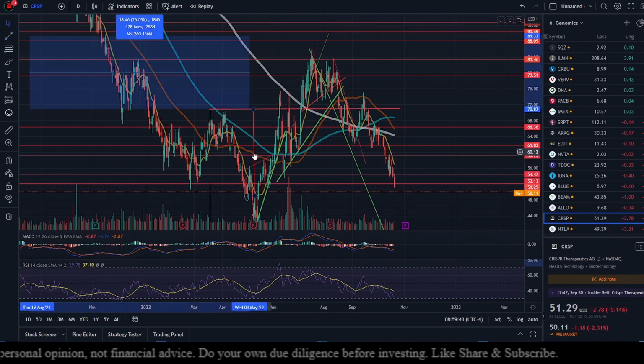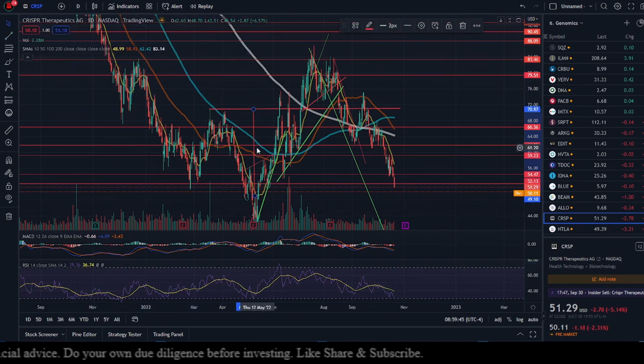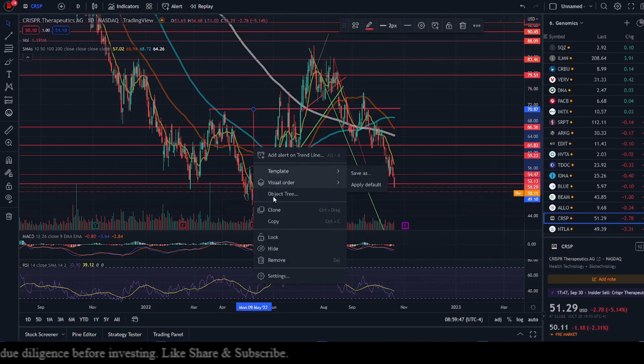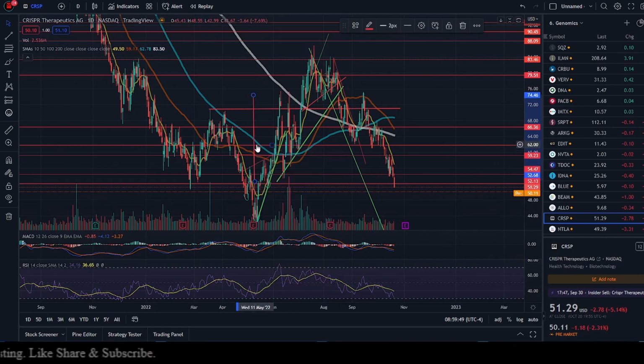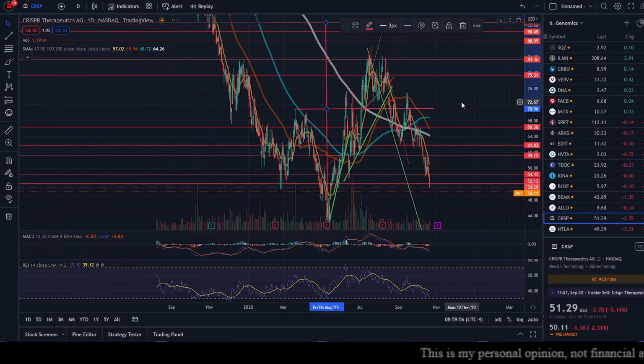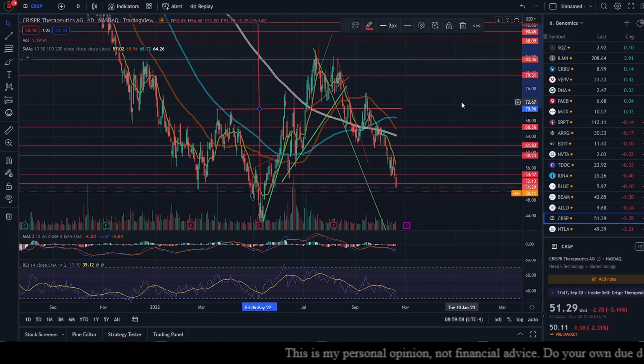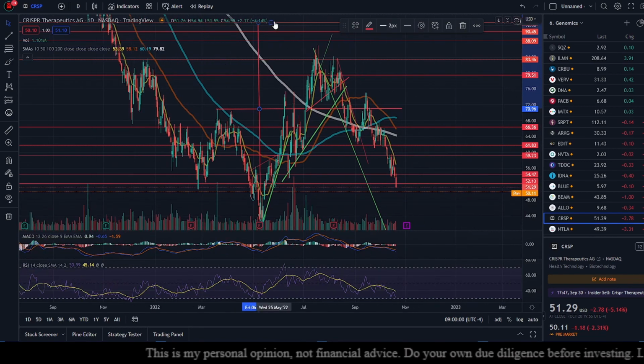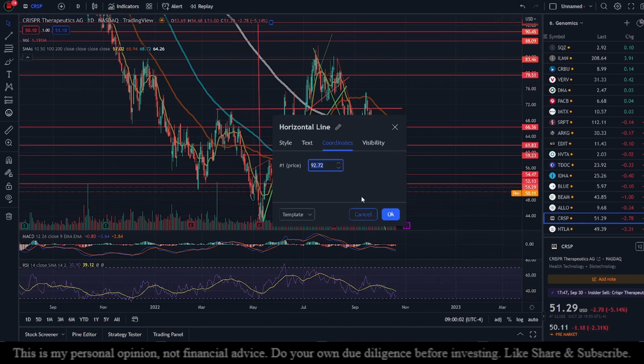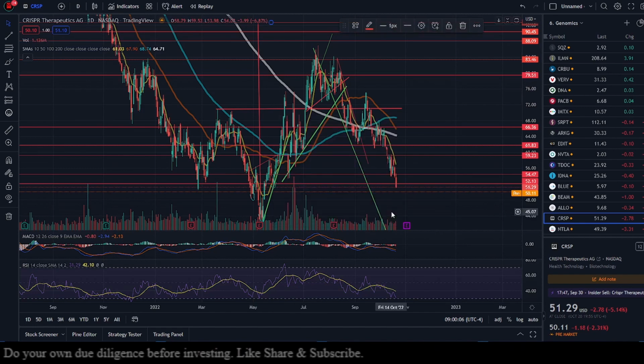So if I was to copy this line, let me say I'm going to copy this, cloning it, taking out the other side and putting it out here. So this indicates to us that we could potentially touch the resistance, which is out here at 92.72 cents. So that's the extent of the bounce back that we can see.